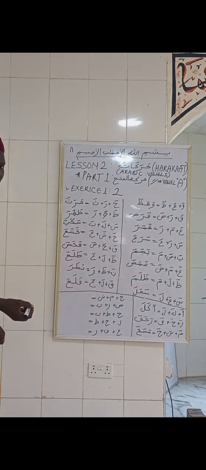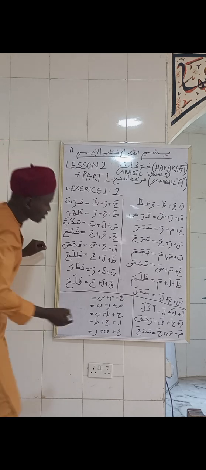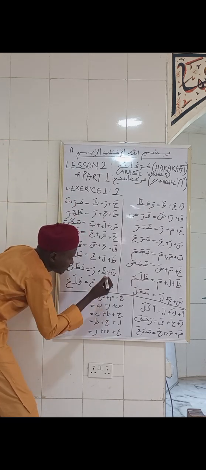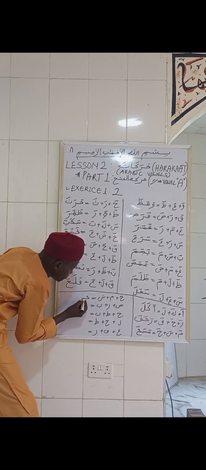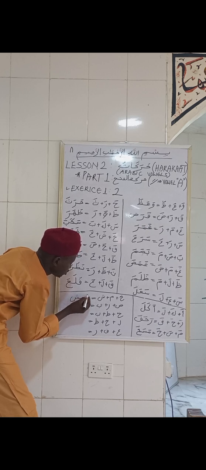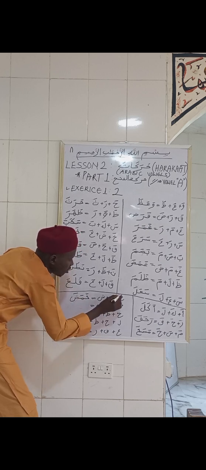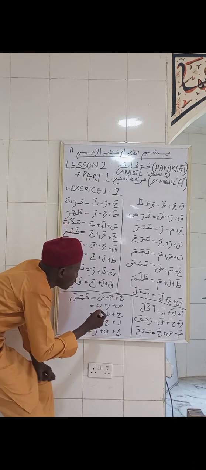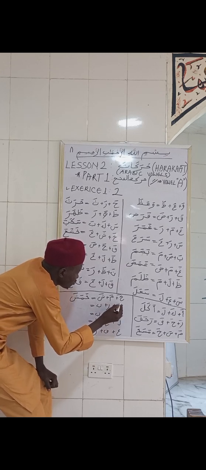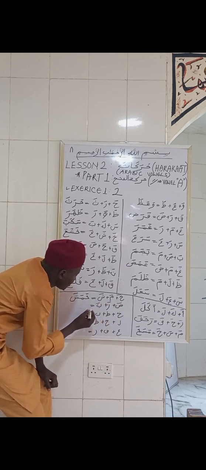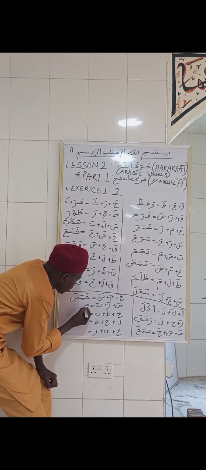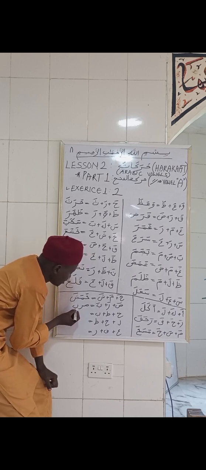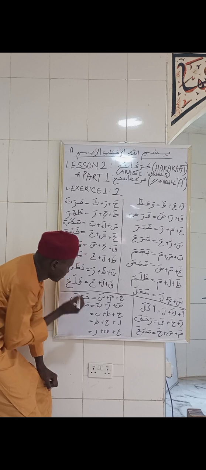So the next one is what? Ha, mim, and sin. Ha can be joined with mim. Mim can be joined with shin. So therefore you are going to have what? Khomasha. So the next one is what? Soroba. So sa can be joined with ro. Ro cannot be joined with ba. Ba will stand alone. So soroba.